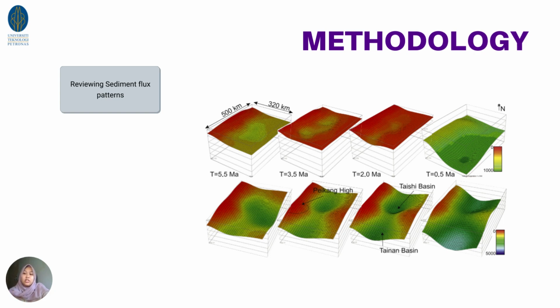The sediment center in the north and the south are separated by the Pecan High. This shows how the Pecan High separated the two basins, the Taishi Basin and the Tainan Basin. You can see here how they separated through time.